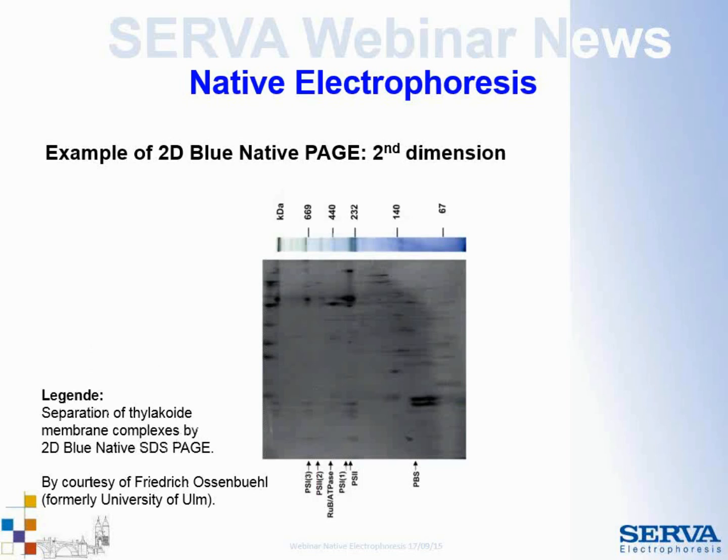This is the second dimension. So after the native PAGE, the gel strip from the Blue Native PAGE is subjected to SDS PAGE, and it gives a characteristic pattern. So make sure that this spot, or this subunit, is the same as the subunit here. Further Western blot analysis with specific antibodies may be performed.